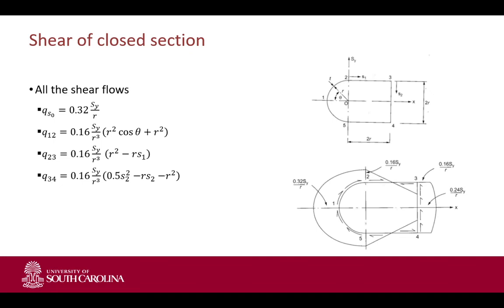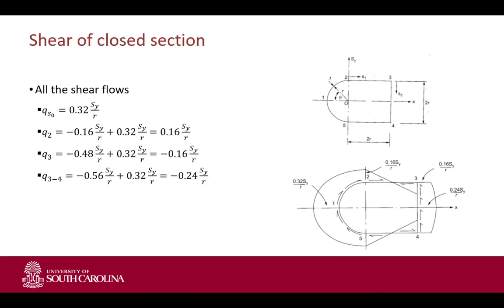And then once we calculated the correction shear flow, we can basically sum what we have. We know our correction shear flow is 0.36, and we have the shear flows 1, 2, 3, 2, 3, and 3, 4 as is. And then we can evaluate that point at each point. So we get those values.